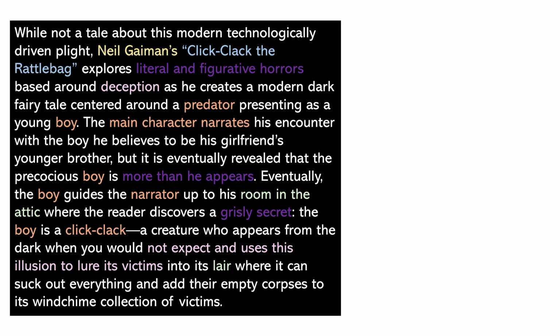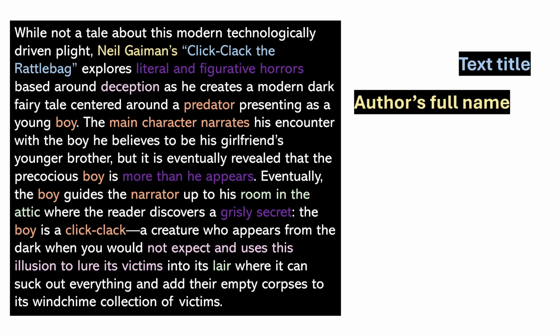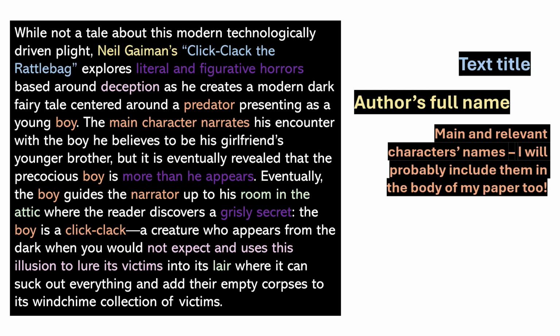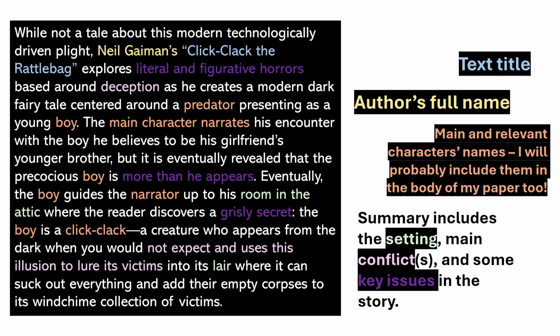So let's go back to our example about Clack the Rattlebag. This is the section of background information I pulled from that complete introduction paragraph. Can you find the component parts? There's the text title. There's the author's full name. There's the main and relevant characters' names, and I'll probably include them in the body of my paper too and refer back to them. And then I have some summary that includes setting, main conflicts, and some key issues in the story.